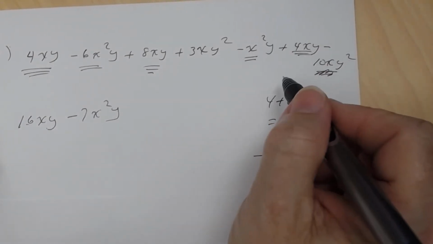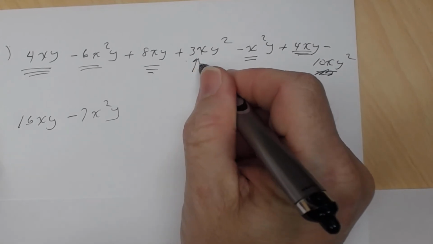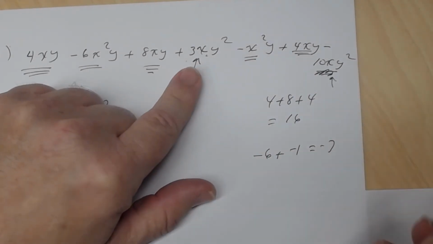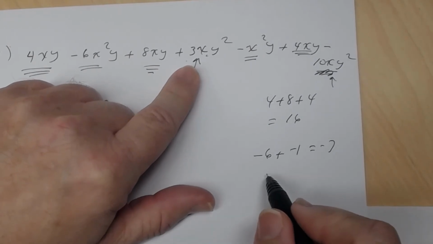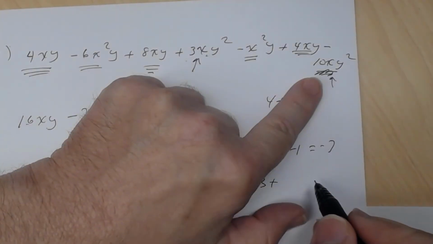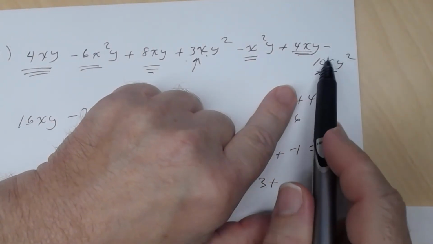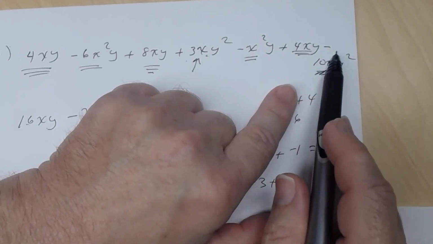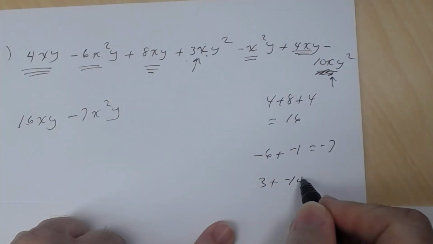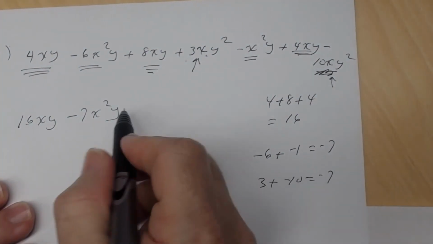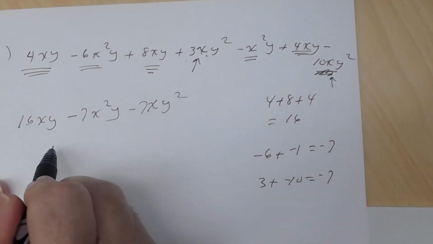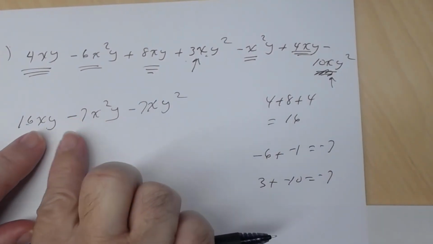And then finally, it looks like this term, xy squared, and this term I can combine. And so this is a positive 3. This is a negative 10. I didn't have enough room, so that's minus 10xy squared. So 3 and a negative 10 is a negative 7. So this becomes negative 7xy squared. And that's it.